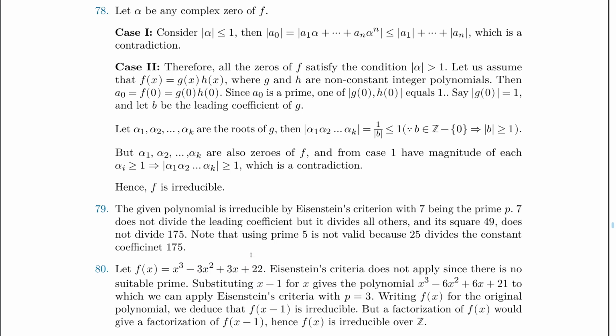So what we do is we substitute x minus 1 for x in the given polynomial, which gives us x to the power 3 minus 6x square plus 6x plus 21. Now if you see, these three terms are divisible by 3, but 3 square does not divide 21. So Eisenstein's criteria can be applied here. So we find that f(x minus 1) is irreducible. But if you factorize f(x), it will give you a factorization of f(x minus 1), and therefore f(x) is irreducible over Z.